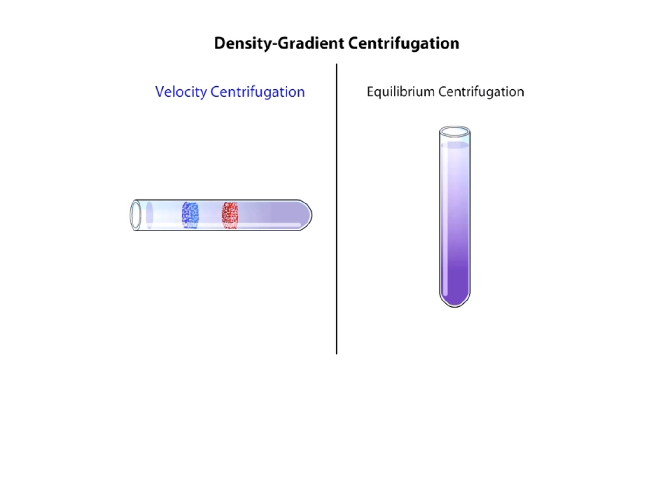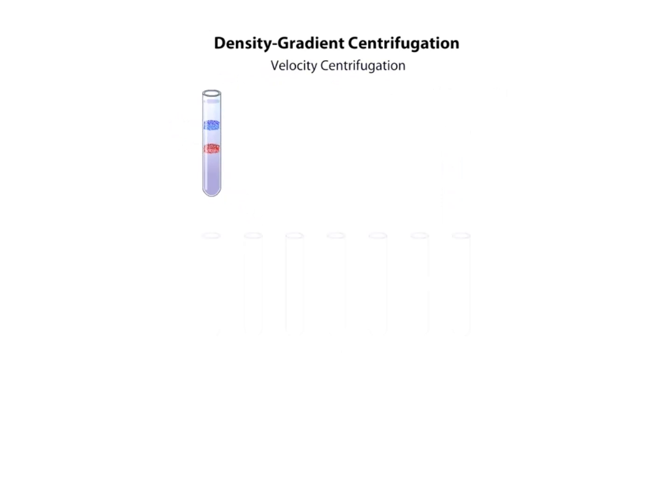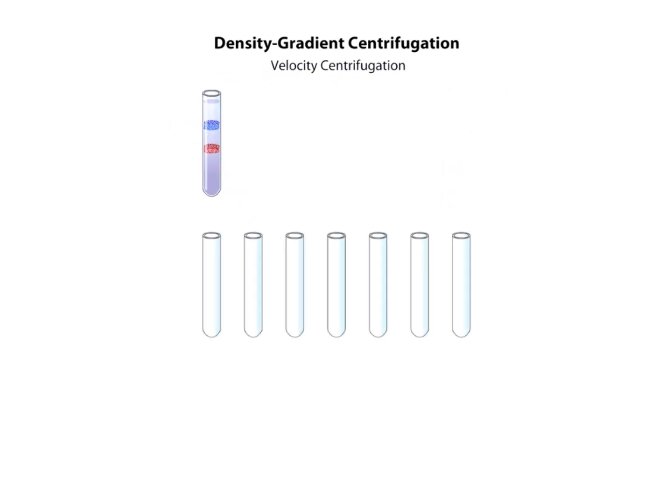Following centrifugation, the different zones in the tube can be isolated in separate collection tubes. A hole formed in the bottom of the tube allows the collection of the different fractions. The fast sedimenting particles emerge first, and the slow sedimenting particles emerge later.